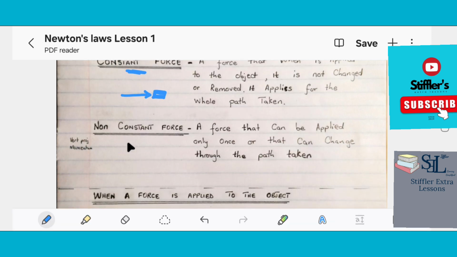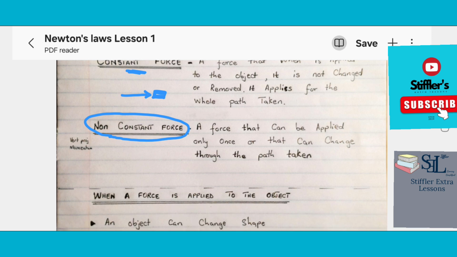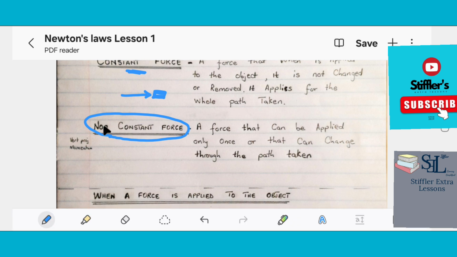And we also have what you call non-constant forces. These are the forces that can be removed or that can be applied only once to the object and are not applied again. This type of non-constant force we find mostly in topics like vertical projectile motion. In vertical projectile motion, if you remember, you apply the force once to the object and then you let it go, and then it will experience free fall.